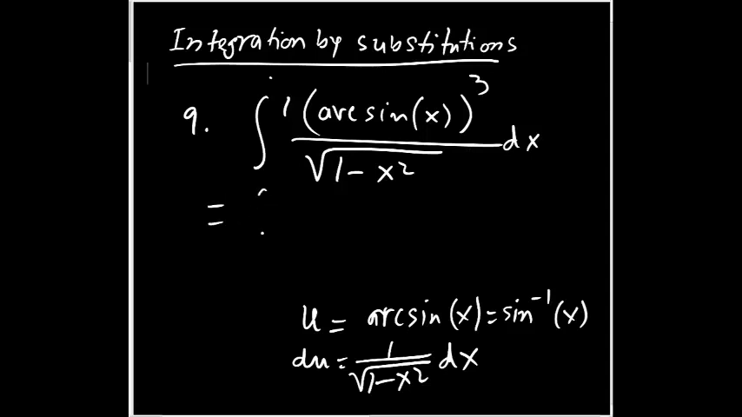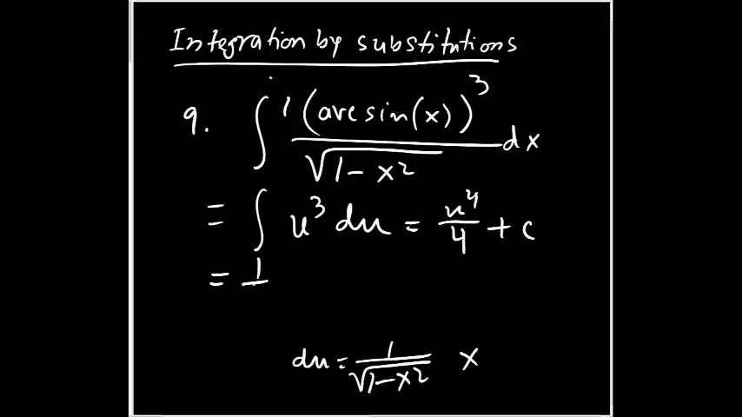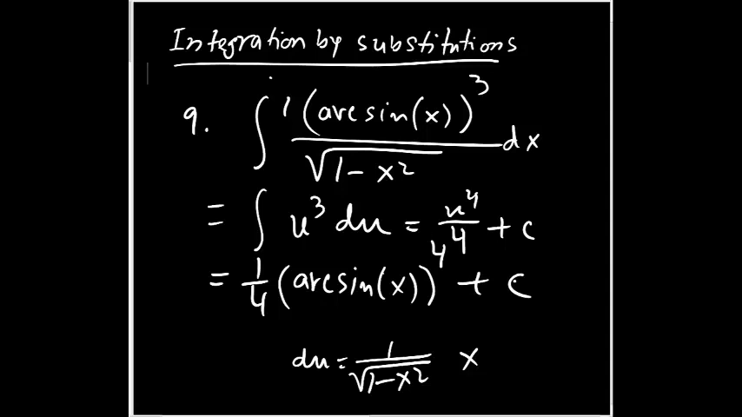So my problem is reduced to u to the 3. See that? So beautiful. Now what is the integral of u to the 3? We know is power rule, u to the 4 over 4 plus a constant. And then substitute back what is u. This one will be 1/4 arc sine, you can write, or sine inverse, to the 4 plus a constant. And we are done for this problem.